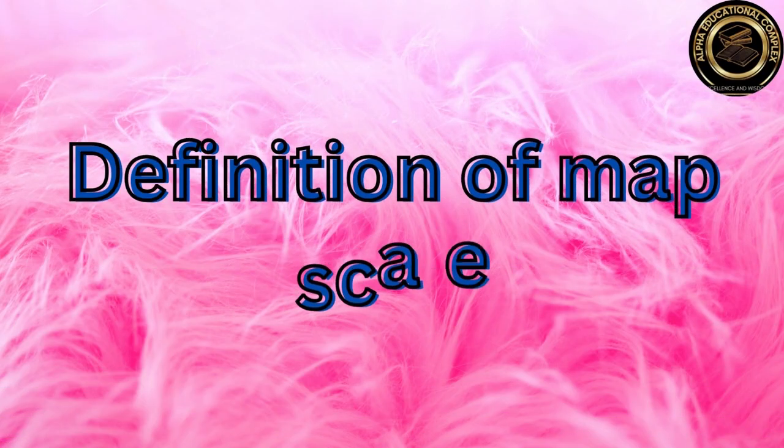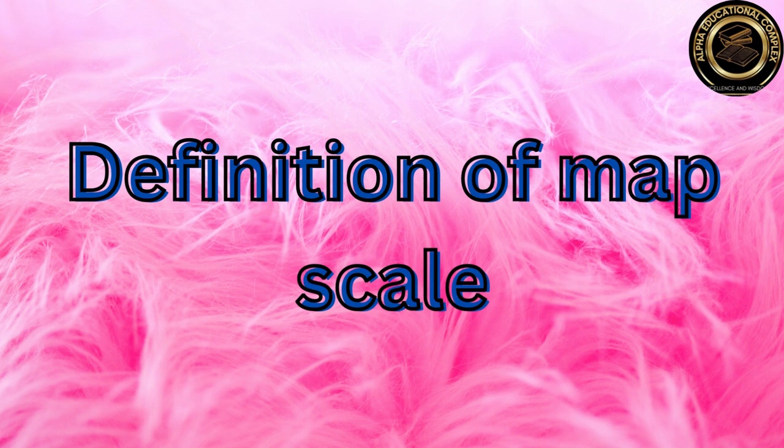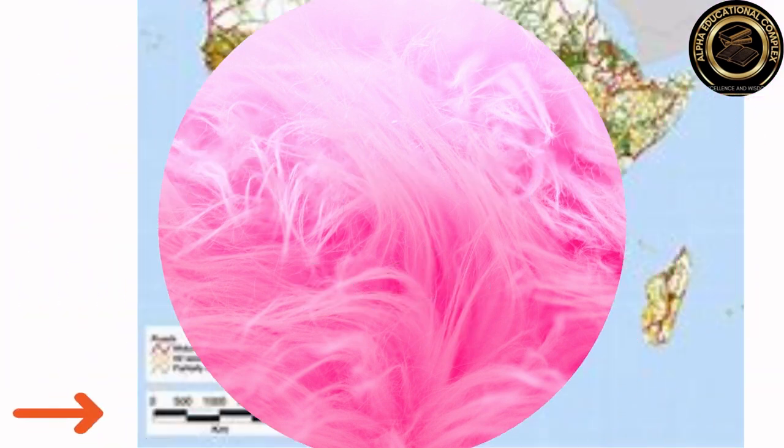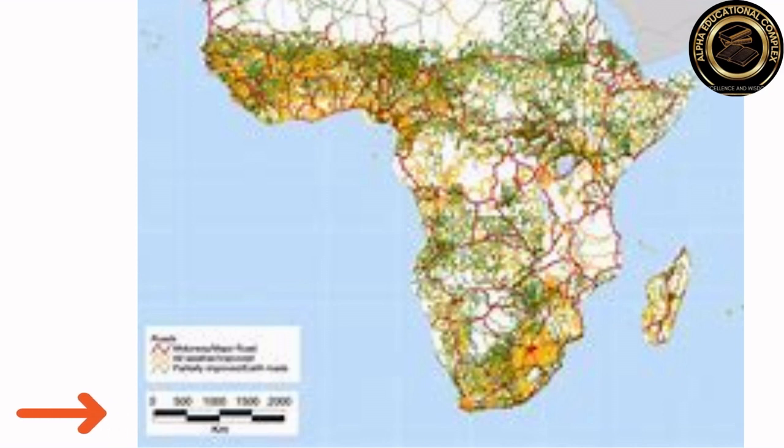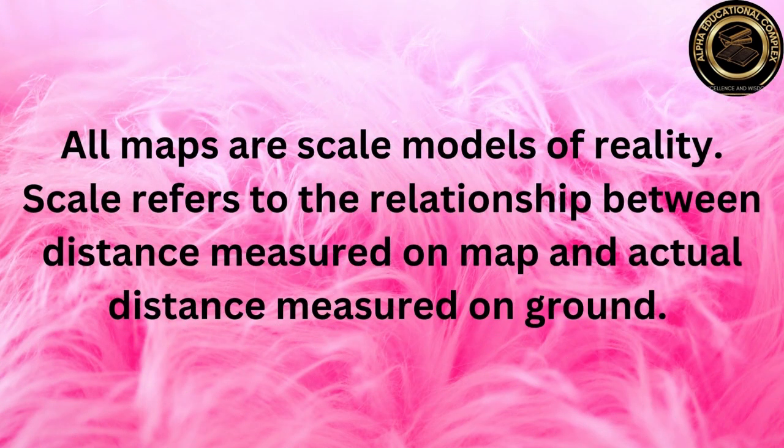So, let's start with the definition of map scale. In our previous lesson, we talked about map scale as a feature of every map. So now let's focus on it and know more about map scale. We know that all maps are scale models of reality. So scale refers to the relationship between distance measured on a map and actual distance measured on the ground.